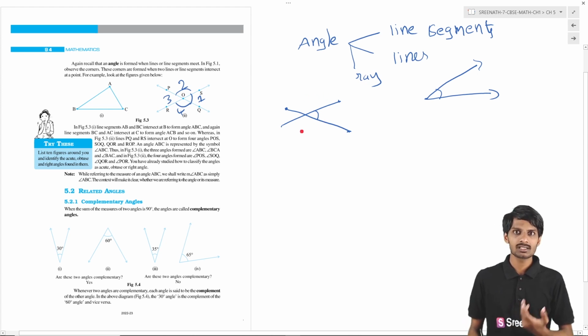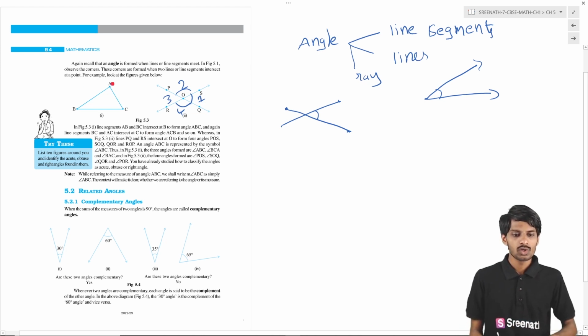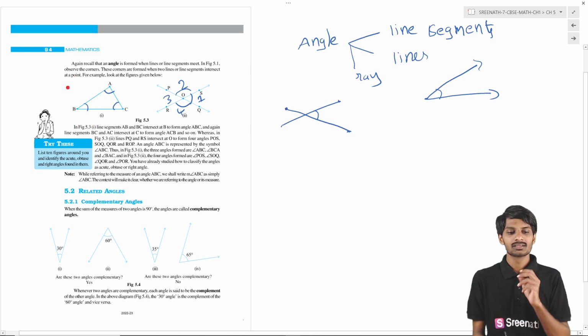Whenever two line segments are intersected, in this case also we get angles. Whenever two rays are intersected, in this case also we can get angles, students. Okay, so in this triangle, here there is one angle, there is another angle, this is another angle. So this triangle is formed by line segments. There are three angles here. What are the angles here, students?